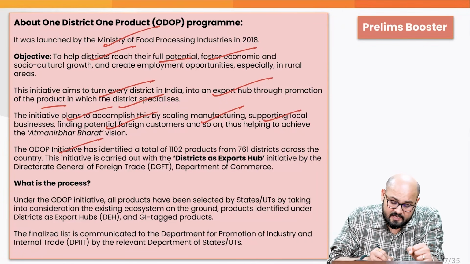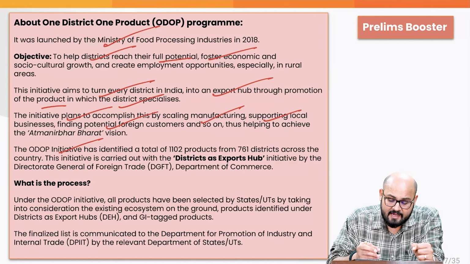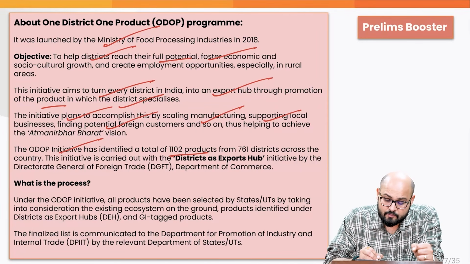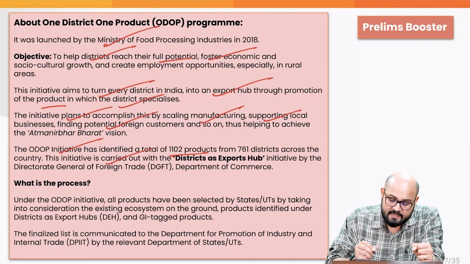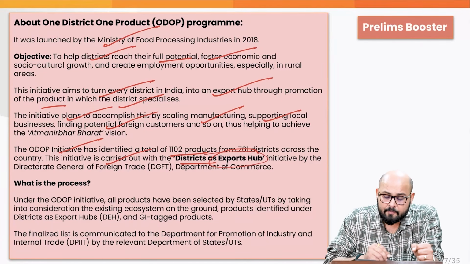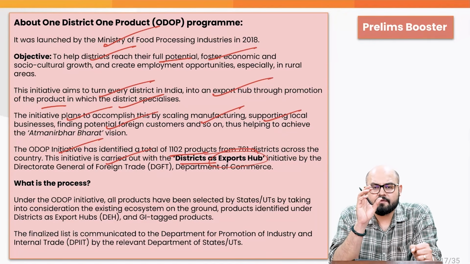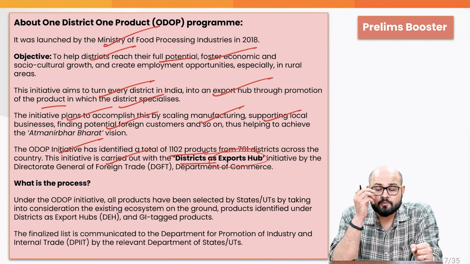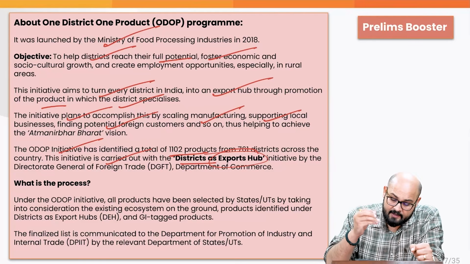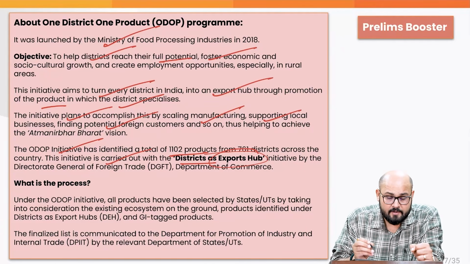The ODOP initiative, One District, One Product initiative, has identified a total of 1,102 products from 761 districts across the country. The initiative is carried out with the districts as export hubs, because ultimately the very objective is to increase the exports, to have an export-led economy. By the Directorate General of Foreign Trade, Department of Commerce.